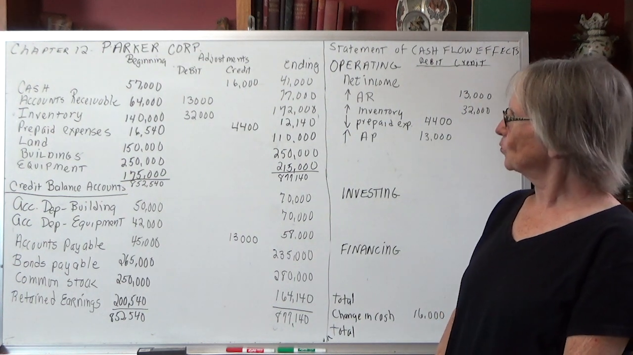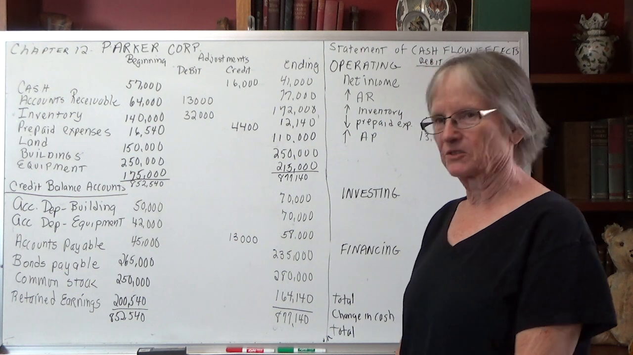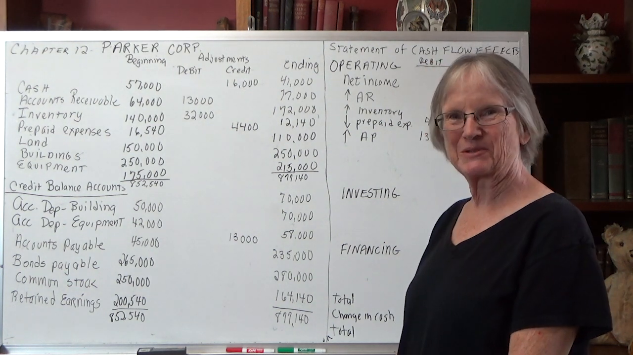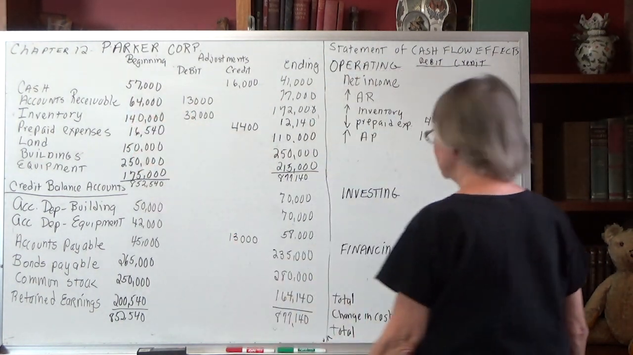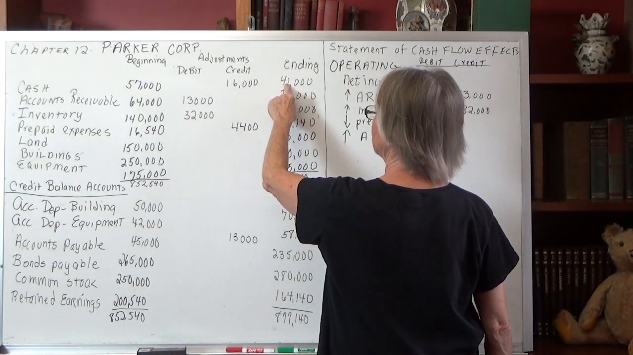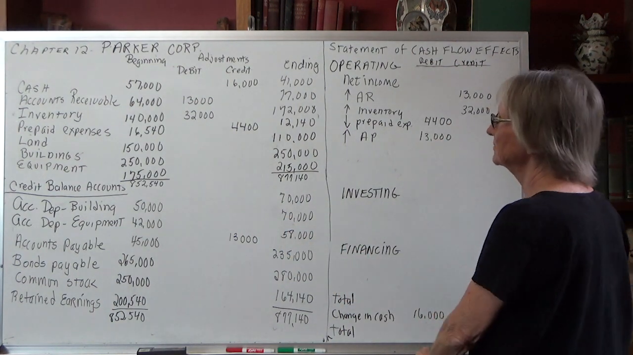Here's the worksheet for the statement of cash flows for Parker Corp. And I have taken the liberty of doing the current account adjustments already. So cash 57 went down to 41. We had a decrease of cash. That shows up over here at the very bottom.